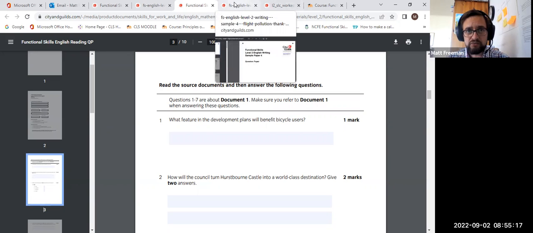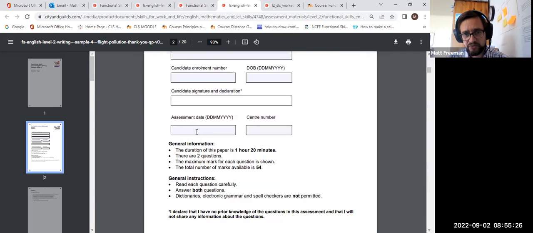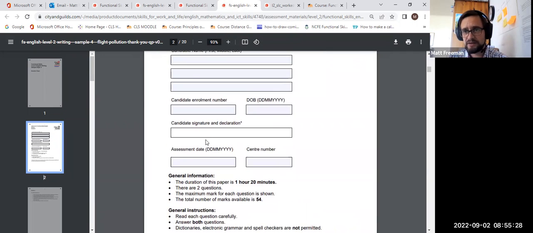With the writing paper, what you'll have is 2 written tasks to complete. You are not allowed a dictionary for this. I know back in the old days of functional skills, students were allowed a dictionary. No longer allowed a dictionary in the writing paper. However, as a trade-off, they're less strict when it comes to the spelling. So it basically evens out.